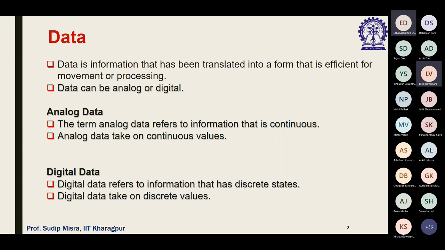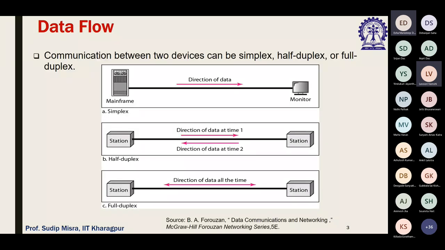If you are talking about two devices, maybe one is a server and the other is a desktop computer, let us say. If you are talking about communication between two devices, there are three different types of data flows that can happen. One is called simplex, the second is called half duplex, and the third one is called full duplex.